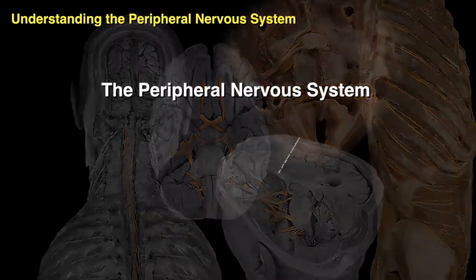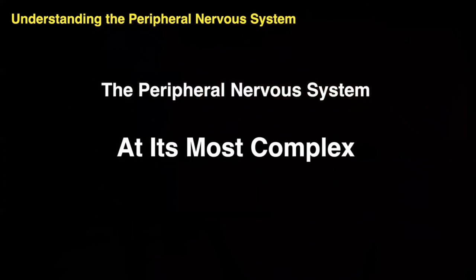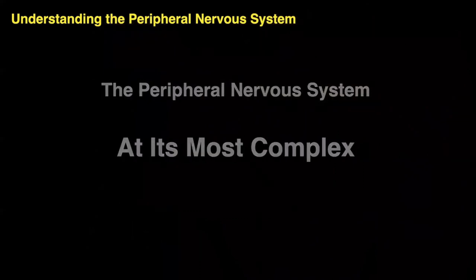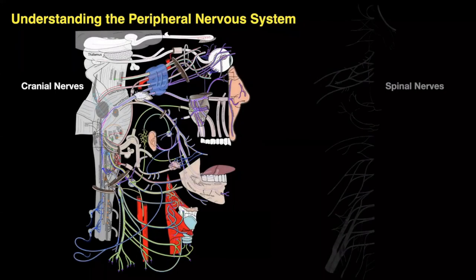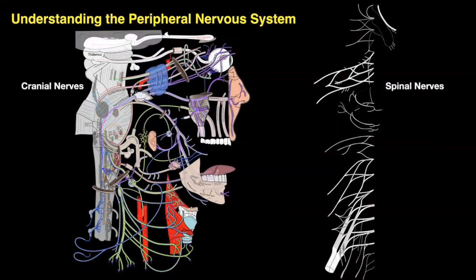So the peripheral nervous system at its most complex is an amazing network of wires that we call cranial nerves and spinal nerves that come off the brain stem and the spinal cord and branch out to every peripheral tissue, innervating muscles and glands, bringing in sensory input from all parts of our body.